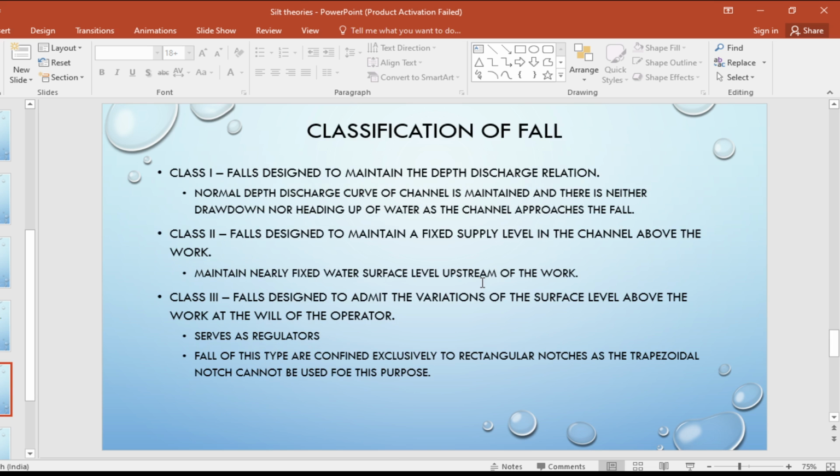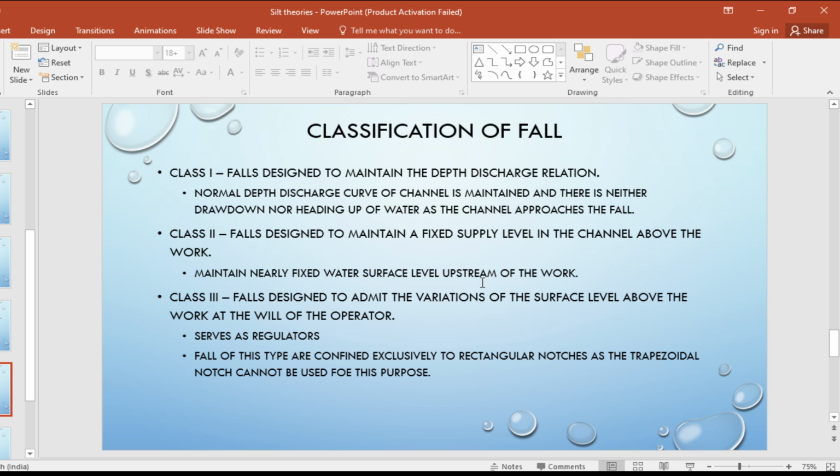Okay, now the classification of falls. These are the types of falls which we have studied earlier. Next, we are going to discuss different classes of falls. Falls may be divided into four principal classes with reference to the approach condition: class 1, class 2, class 3, and class 4. Okay. Firstly, class 1.